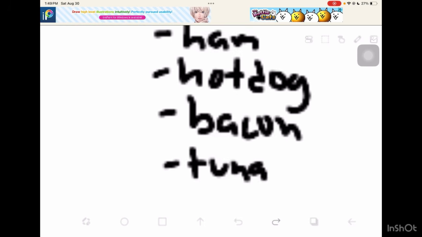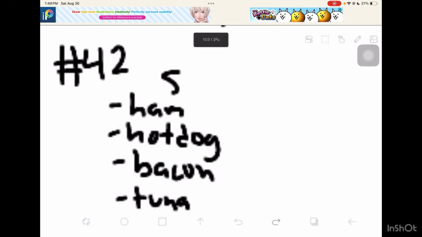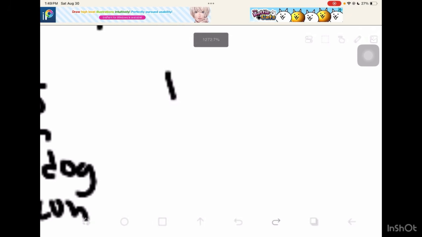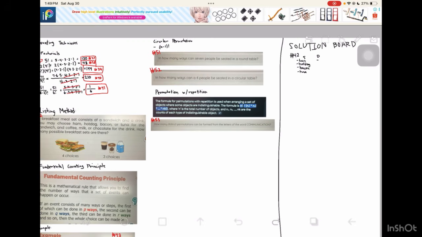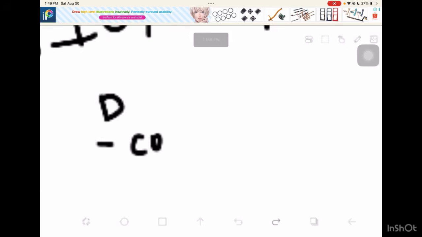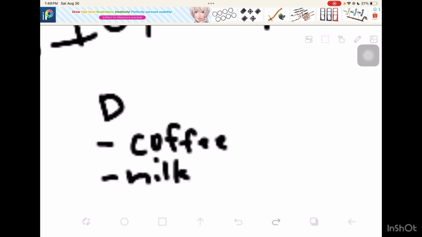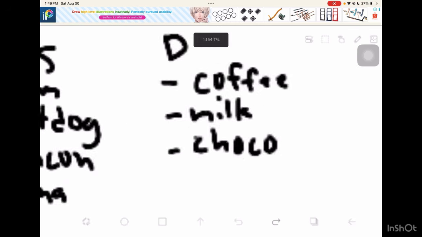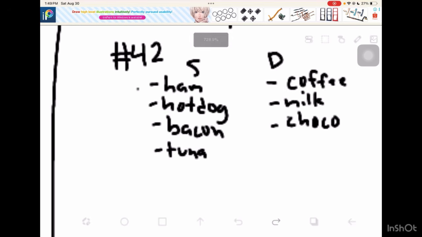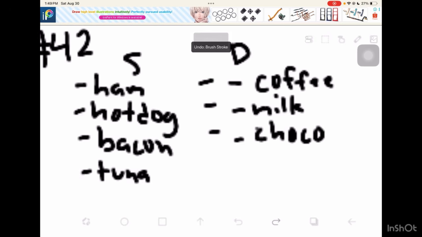And for the drink, let's put this as S. And then for the drink, we have milk, coffee, milk, and chocolate. So for simplicity's sake, I'll be saying this is S1, S2, S3, S4, and D1, D2, D3.